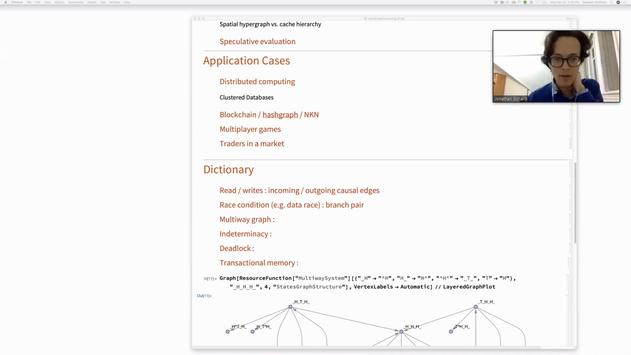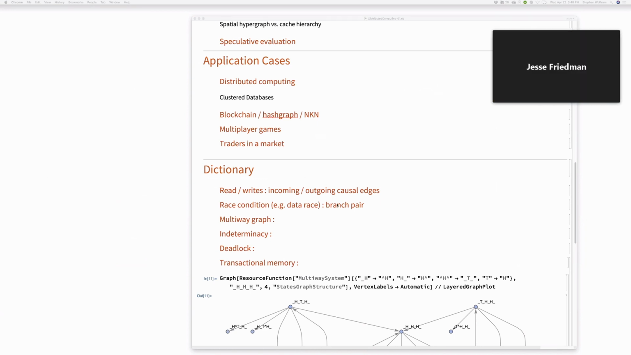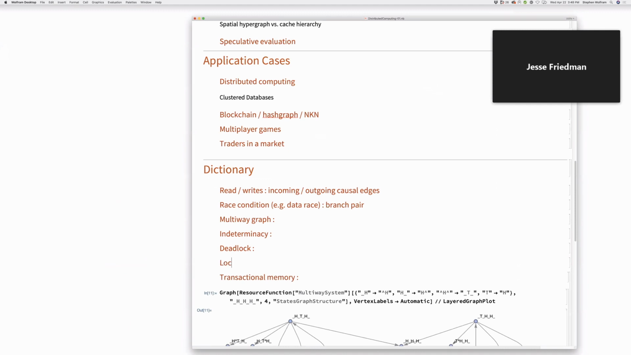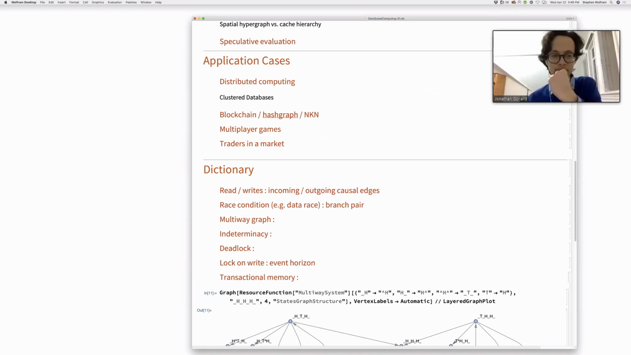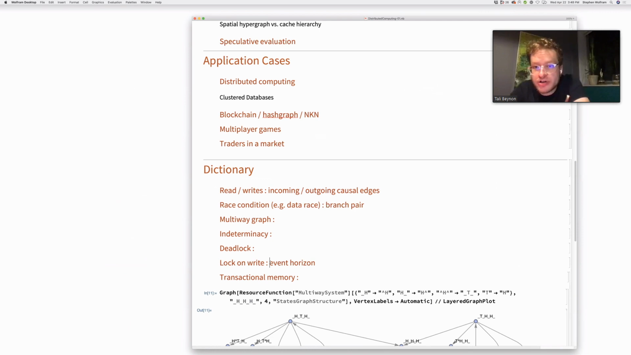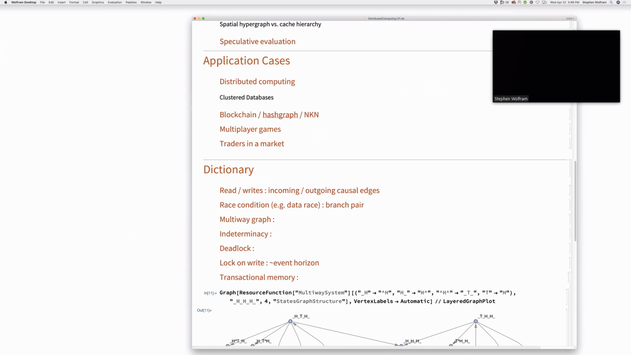But hang on, am I going crazy? A lock on a write is just an event horizon, right? You're just saying there can't be any causal edges coming out of this. Then does that make a transaction an event horizon around multiple potentially disjoint nodes in the hypergraph? I don't think that's possible, is it? I don't get this lock on a write thing. I don't understand this.